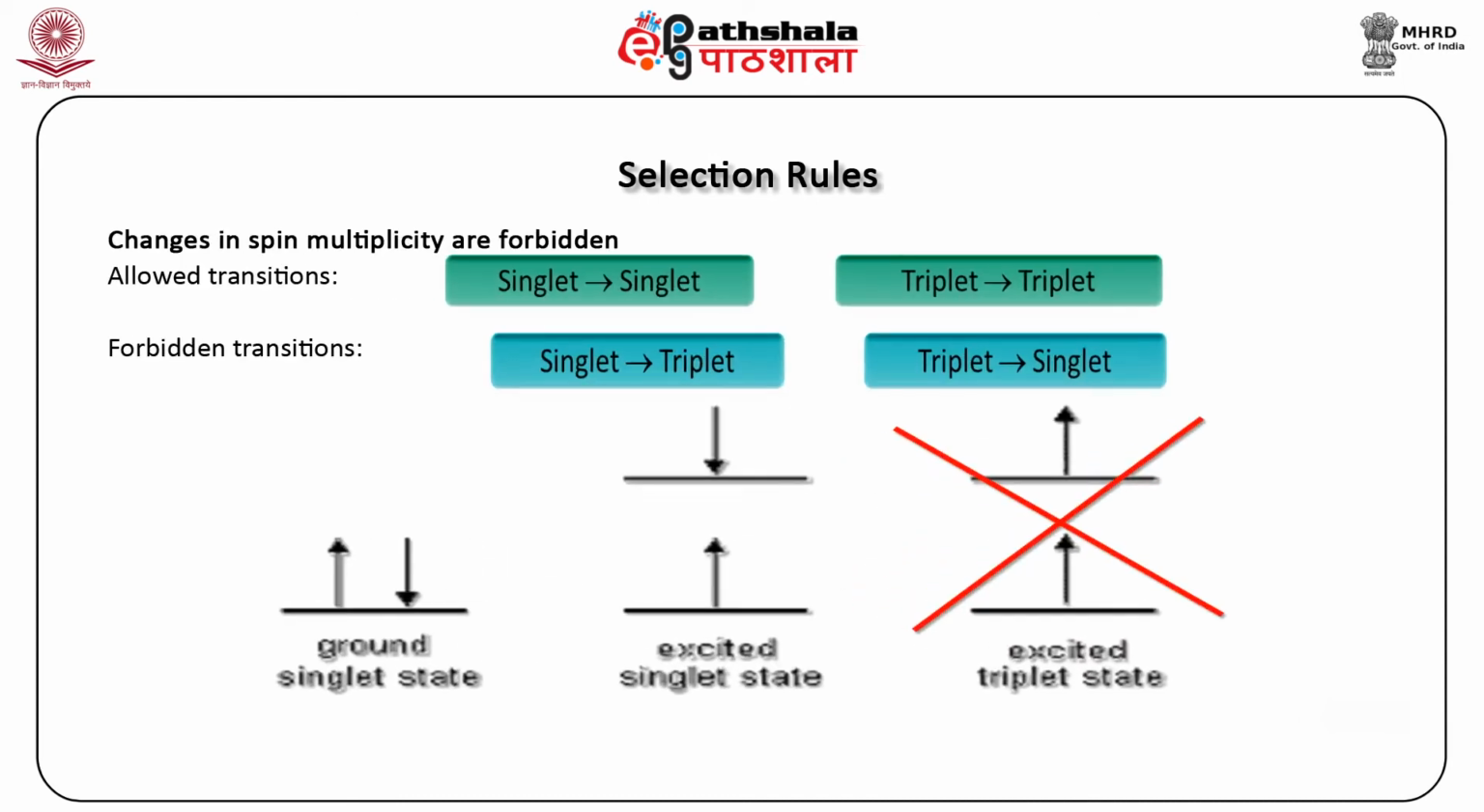Some electronic transitions, which are otherwise theoretically possible, are generally not observed in UV visible spectroscopy. Therefore, there are some restrictions which govern the observable transitions. Transitions involving a change in the spin state of the molecule are forbidden. Transitions from the singlet to triplet or triplet to singlet are either not allowed or they are weakly observed.